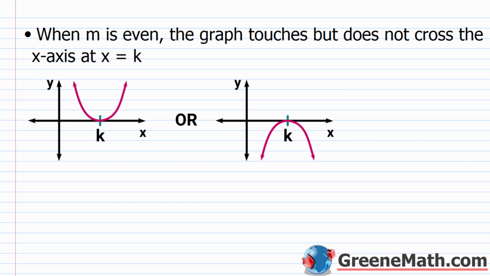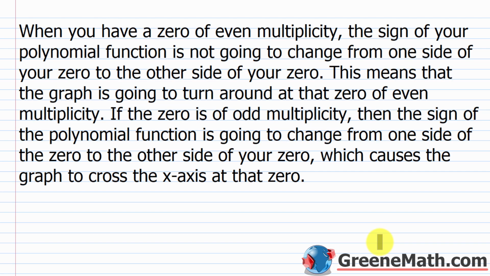Now, the other case, when m is even, so let's say something like squared, the 4th power, the 6th power, so on and so forth, the graph touches but does not cross the x-axis at x equals k. Again, because the multiplicity here is greater than 1, you're going to see this guy flatten out. Now, the greater the multiplicity, the more it's going to flatten out. Now, let me read this, and then I'm going to go back to that example and explain what's going on.